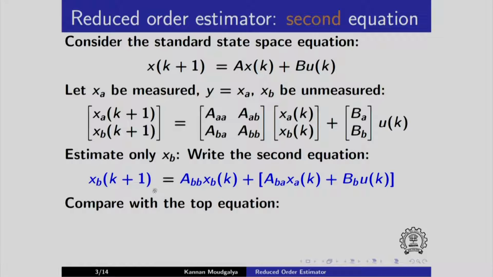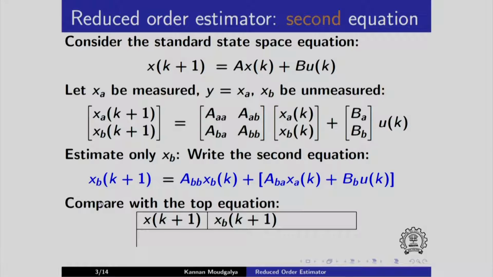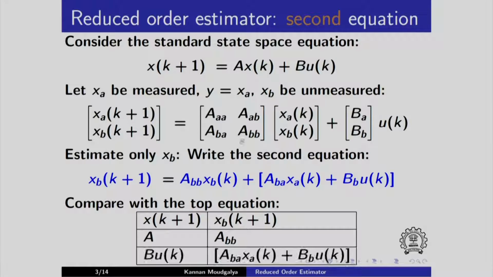Let us compare this equation with the top equation. In the place of X we have XB. In the place of A we have ABB. In the place of BUK we have this entire term. This table will be used subsequently.